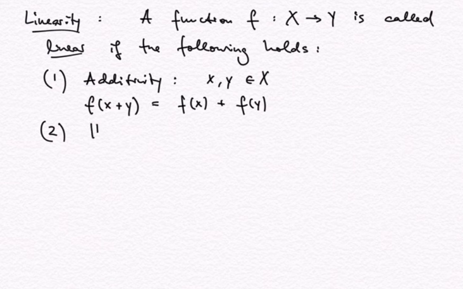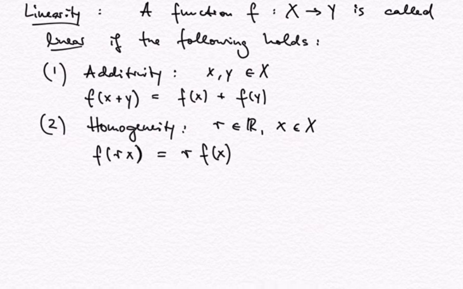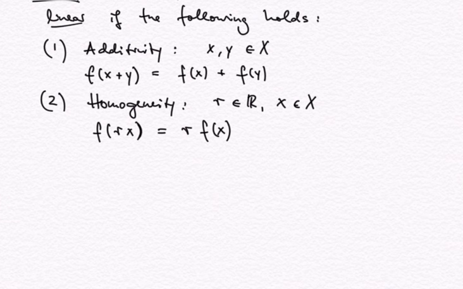Second, homogeneity. I take a number and an element in X, and I look at the multiple of the element, and then the function value of the multiple of the element. This is equal to the multiple of the function value of the element. These two properties constitute linearity.